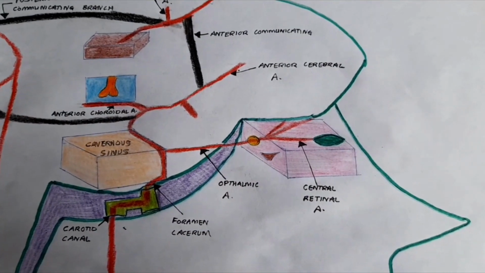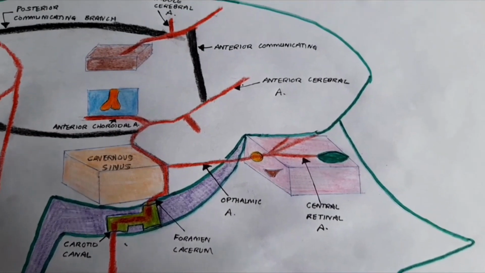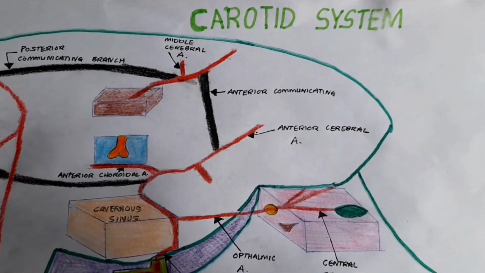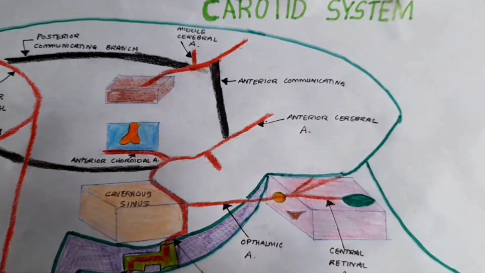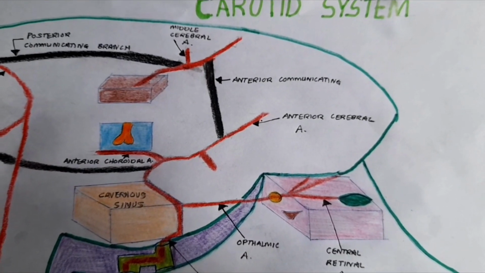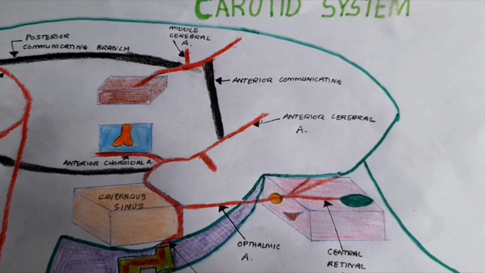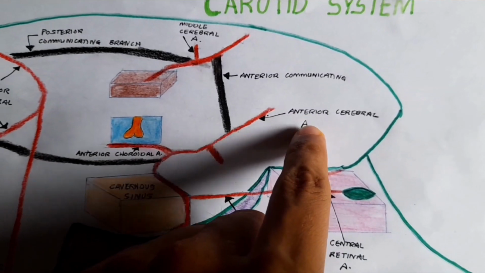This anterior cerebral artery, which part does it supply? From the name we can know. Anterior, front part. Cerebral, cerebrum. So this artery is supplying the front part of the cerebrum. So it has the name anterior cerebral artery.